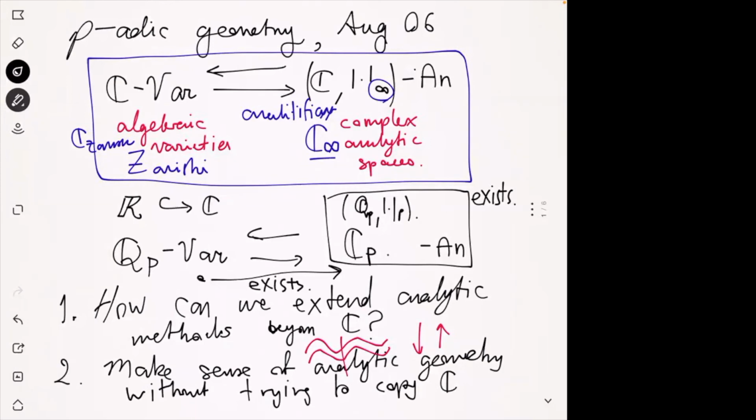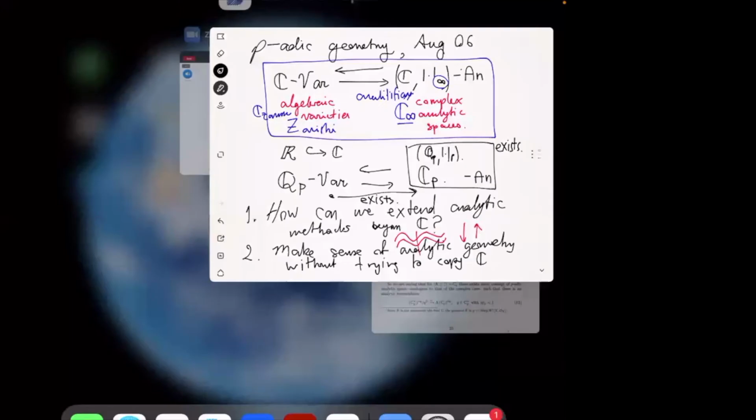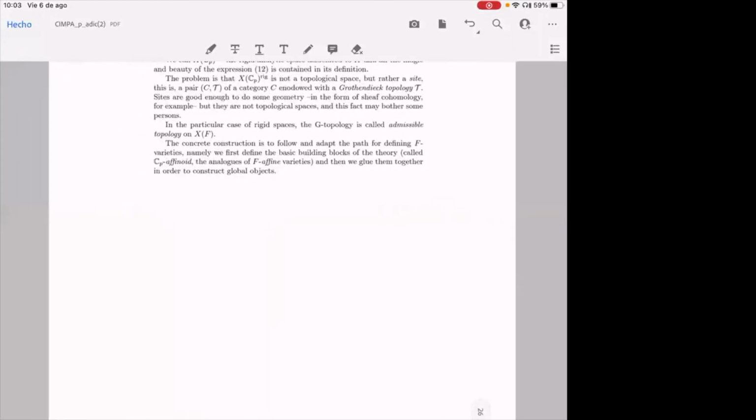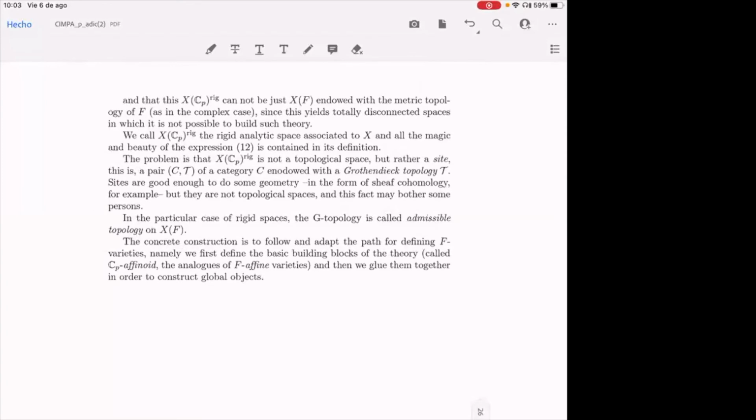As our initial motivation was to replicate what we had in the complex world in the p-adic world, right? So the point of this second part of the first session is that this exists, but it cannot be done naively. You cannot copy directly what you do over the complex numbers and just adapt it to the p-adic. You need to do something else. And that something else is what John Tate did.